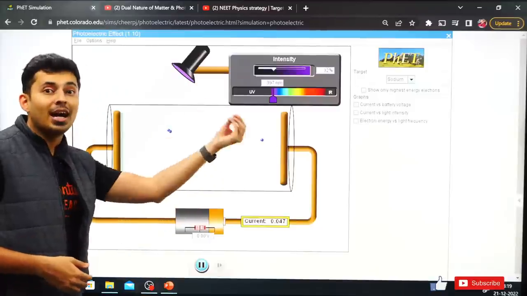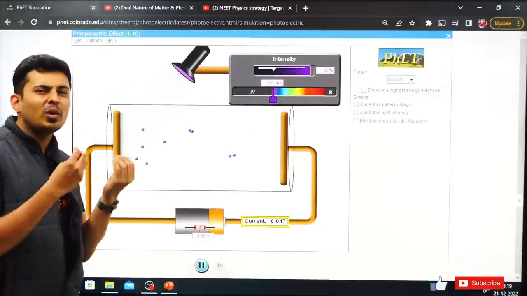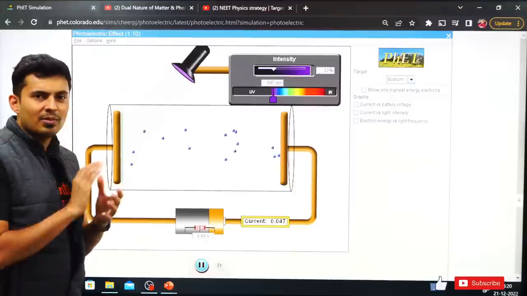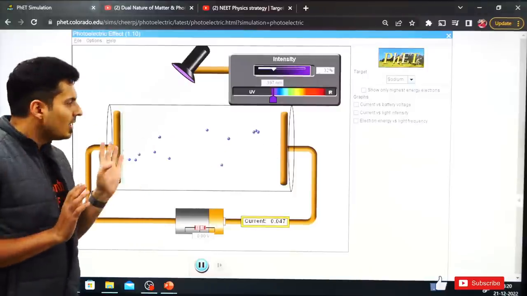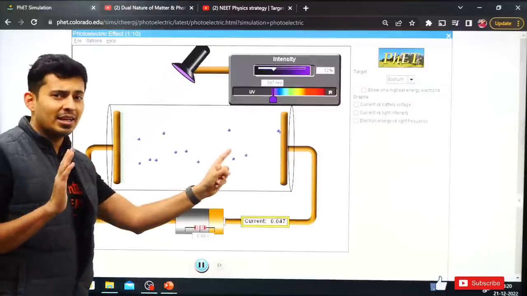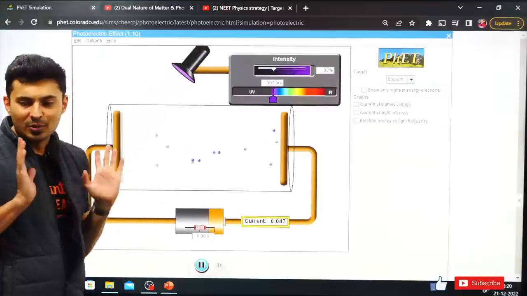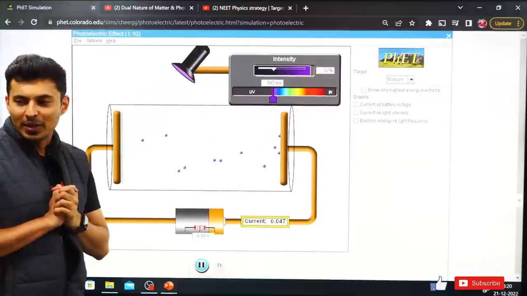So some electrons are with higher speed. Some electrons which are not so lucky might hit each other, collide with each other, or get stuck somewhere. Because of that, they'll lose some energy. But there are some lucky ones, very lucky. Those will go with very high speed. So there is a range of speeds. Do you see that? There is a range of speeds over here.